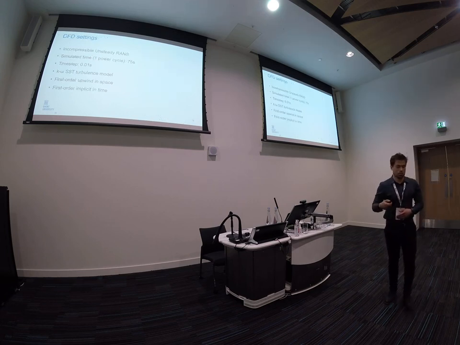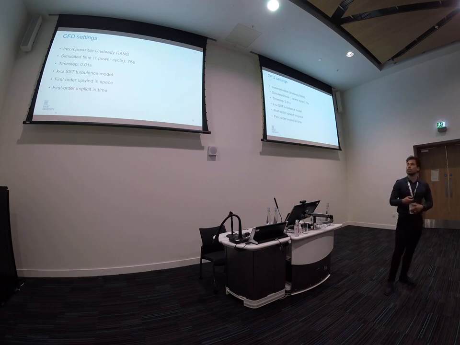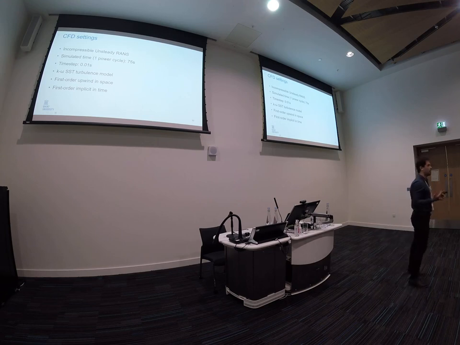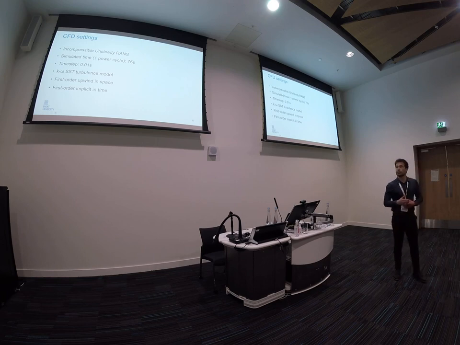The flow physics are solved using incompressible unsteady RANS, using a time step of around 0.01 seconds. We use the k-omega SST turbulence model and first order schemes in space and time. Generally, it's recommended to use higher order schemes, but at this point, the quality of the mesh does not yet allow proper convergence. So that's why for this proof of concept, we use first order schemes.